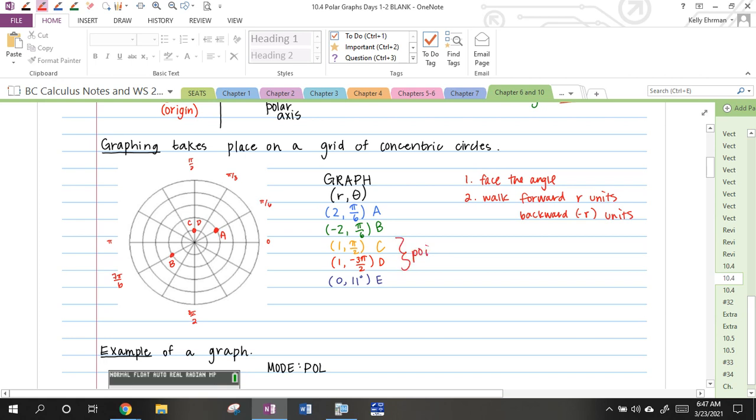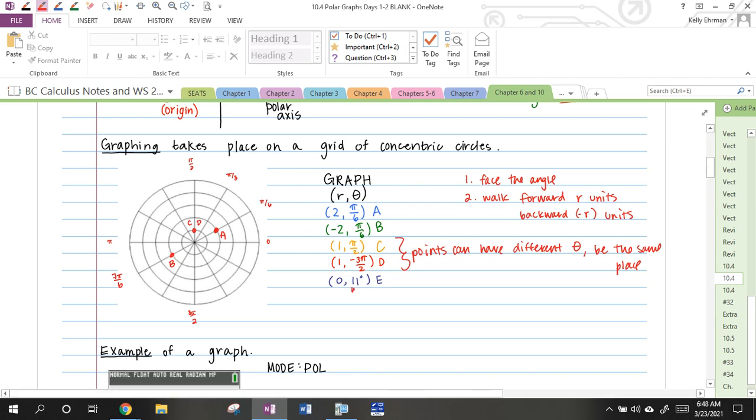So points can have different theta and still be the same place. So points can be equivalent. There are a lot of ways. It's kind of like coterminal angles. I can tell you different ways to get there. I can make you go around the circle 100 times before allowing you to stop at whatever point I want you to stop at. And then finally, 0 and 11 degrees.